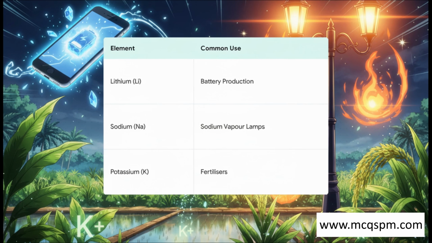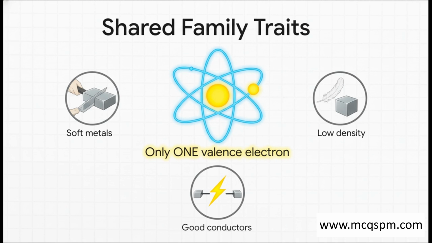And listen, these aren't just abstract names in a textbook. They are literally all around us. Lithium, that's what's powering the phone in your pocket right now. Sodium, ever seen those bright orange street lamps? That's sodium vapor. And potassium is a huge component in the fertilizers that help grow the food we eat. See? They're everywhere. So what are these shared family traits?